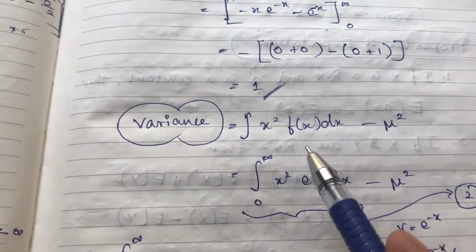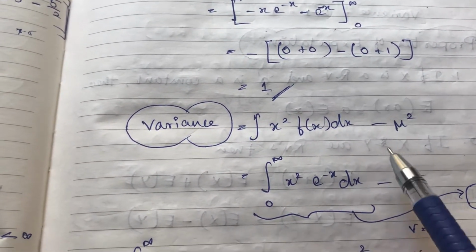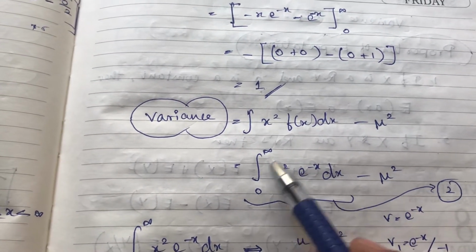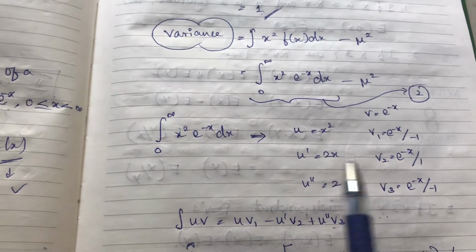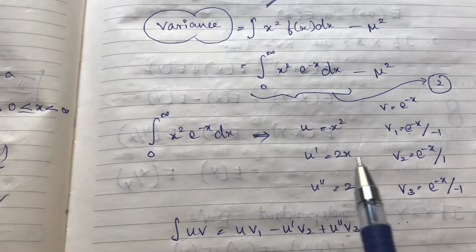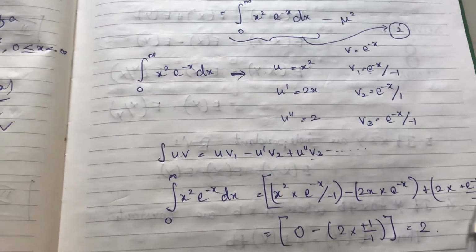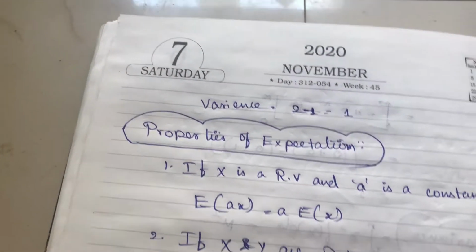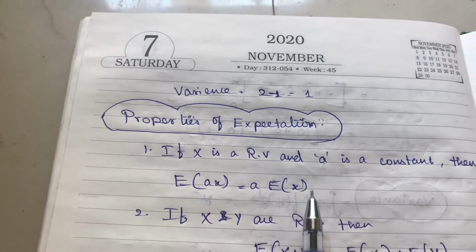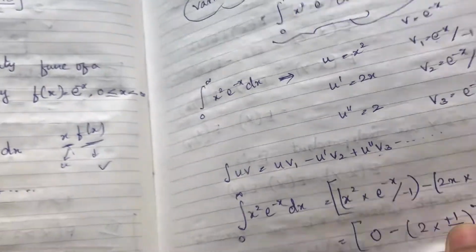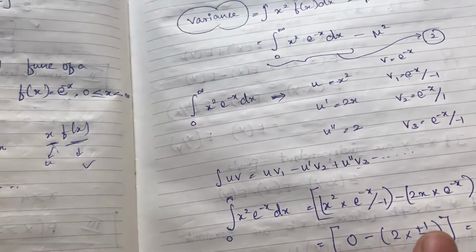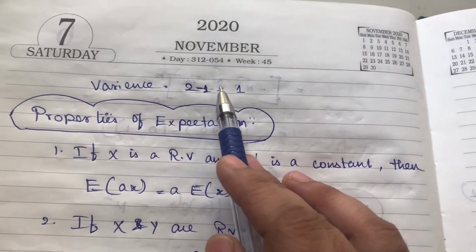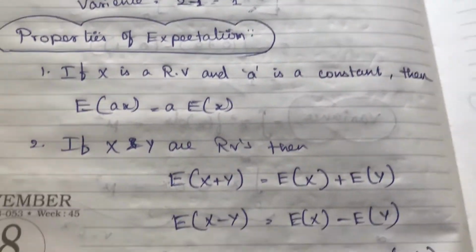Then variance. Variance is nothing but the integral of x square into f of x into dx minus mu square. So easily you can write, I just replaced it and then take the values individually for u and v and then substitute in the equation. You will get the answer as 2. So you get the answer as the integration value. But here it is integration minus mu square, right? So mu square means minus 1, which is equal to 1 as the answer.